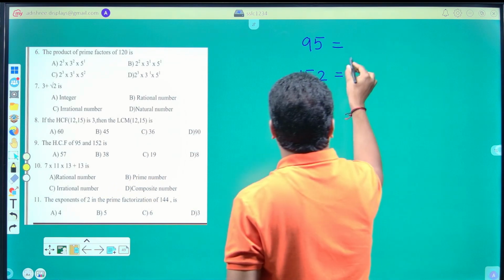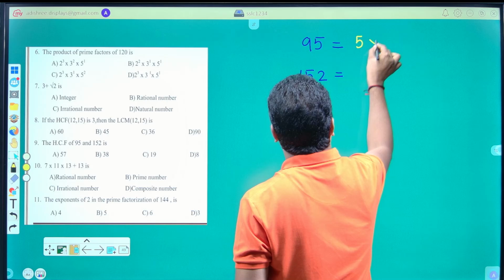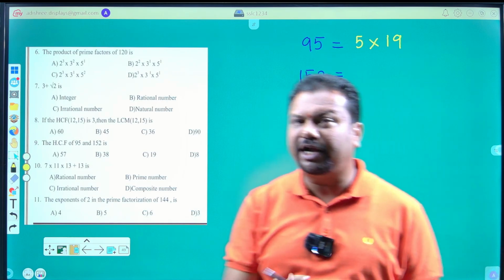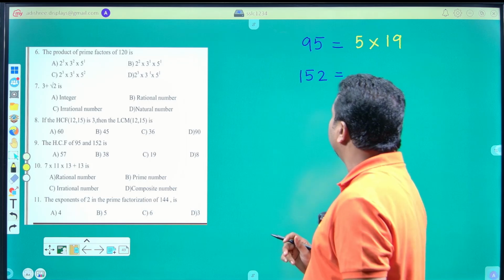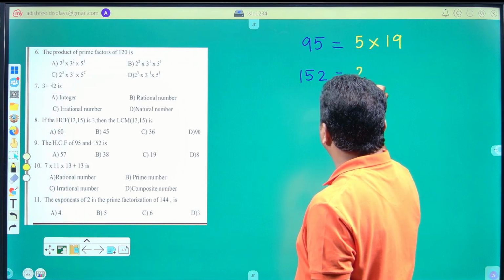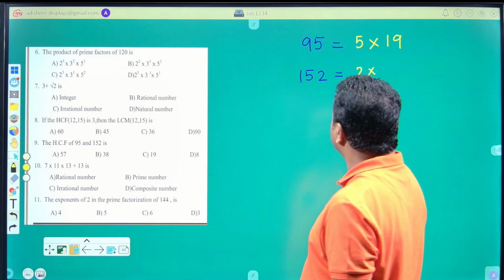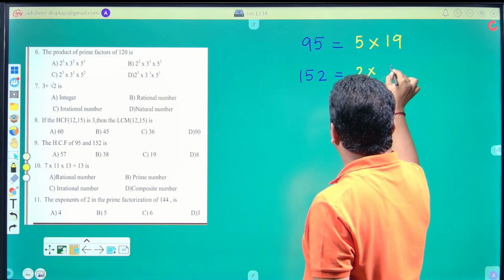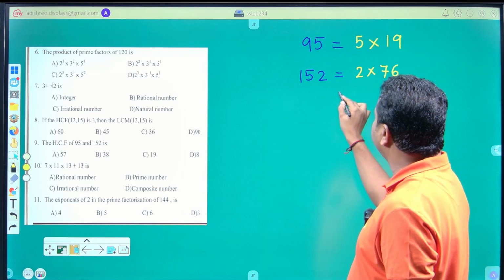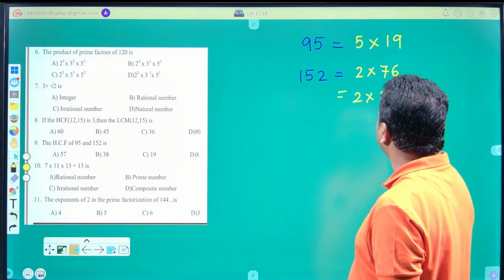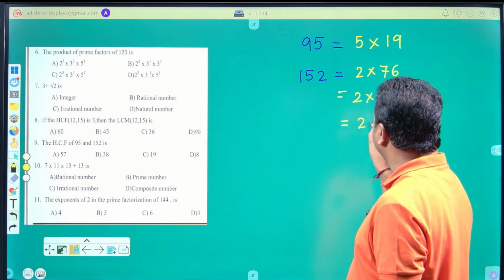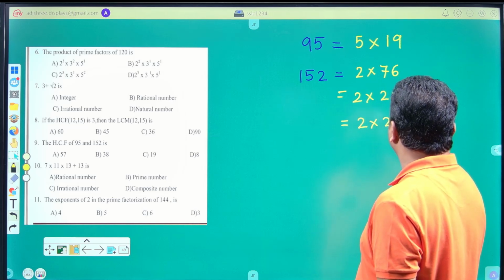The factors of 95: 5 ones are 5, 5 nines are 45. If you observe carefully, 5 and 19 both are prime numbers here, isn't it? Now, if you try to understand the factors of 152, I will get it as 2 into... 2 sevens are 14, 2 sixes are 12. Again, if I factorize, 2 into 2 into 2 threes are 6, 2 eights are... 2 into 2 into 2 into 19.